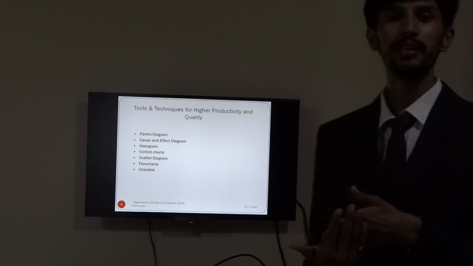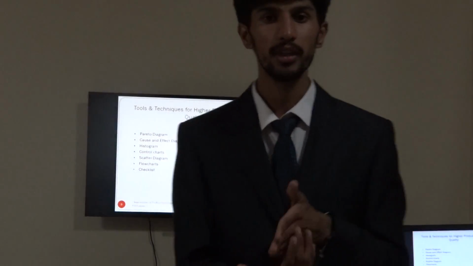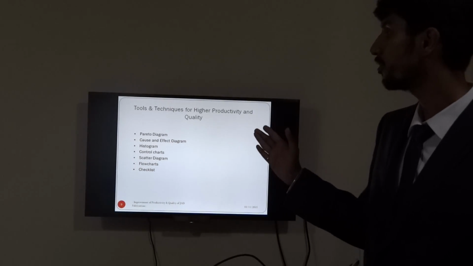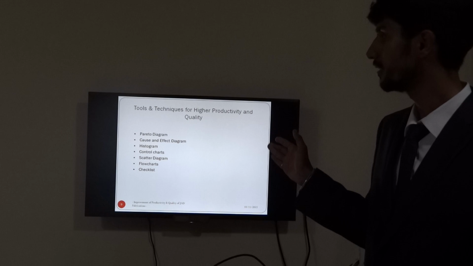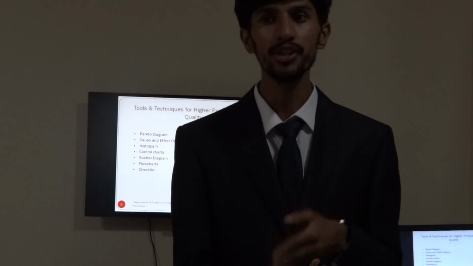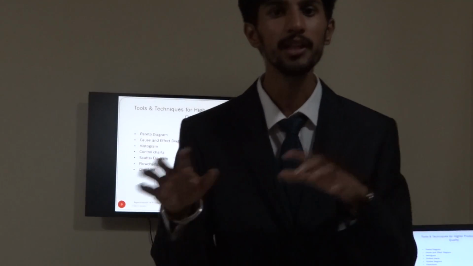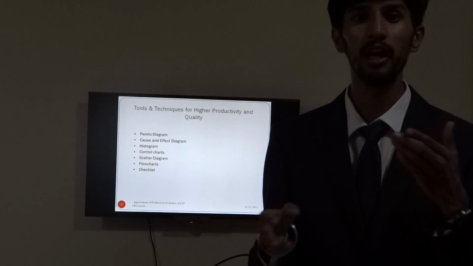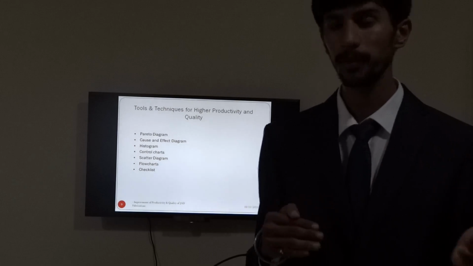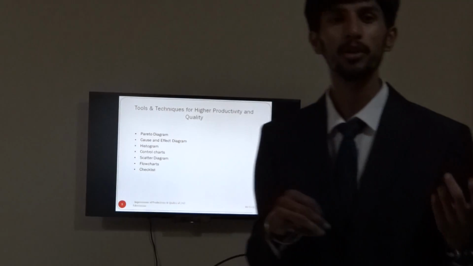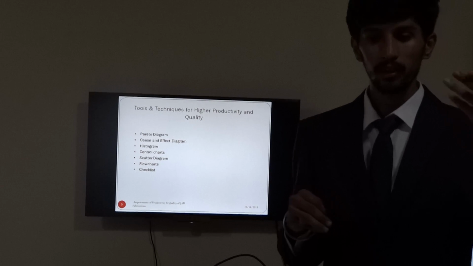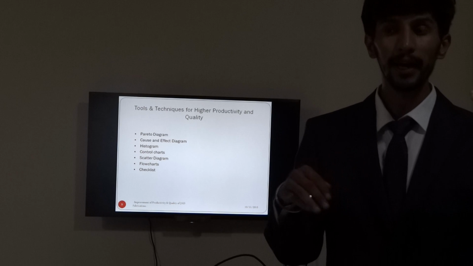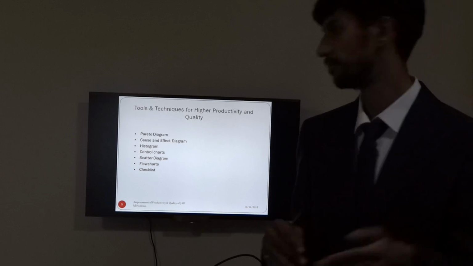Now these are the tools and techniques. These are the quality control tools, the 7 quality control tools, which are Pareto diagram, cause and effect diagram, histogram, control charts, scatter diagram, flow charts, and checklist. These are the different tools which are used to identify what the problems in the company are, how the problems are dealt with, and after understanding the root cause of the problem, what possible improvements they can take into consideration. So these are the tools to identify the problems and analyze them.